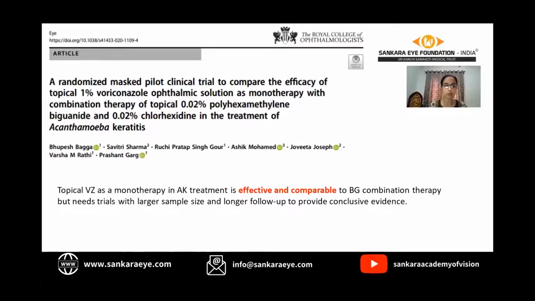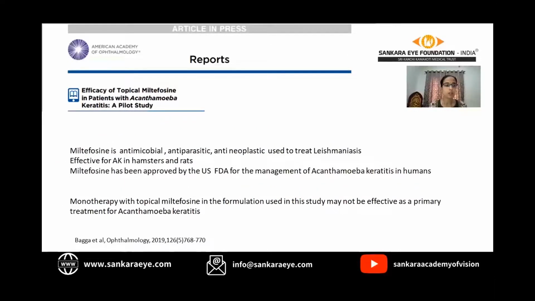Recently, topical voriconazole as monotherapy was studied by Bagga et al., and they concluded that it is effective and comparable to biguanide combination therapy. Miltefosine is an antimicrobial, antiparasitic, antineoplastic drug used to treat leishmaniasis, and it has been approved by the US FDA for the management of Acanthamoeba keratitis in humans. Systemic administration of miltefosine in hamsters and rats was effective.